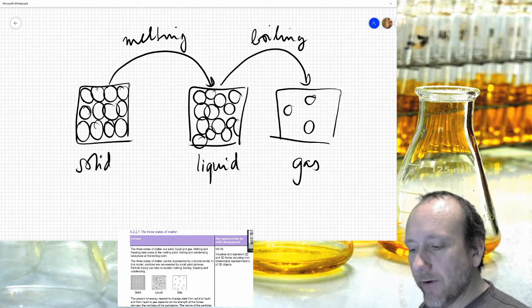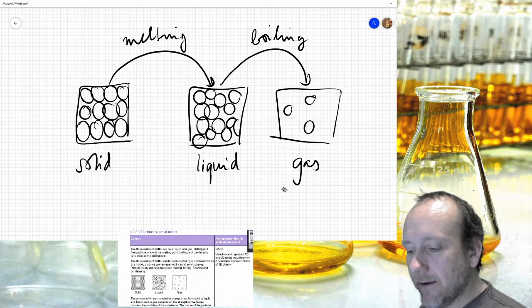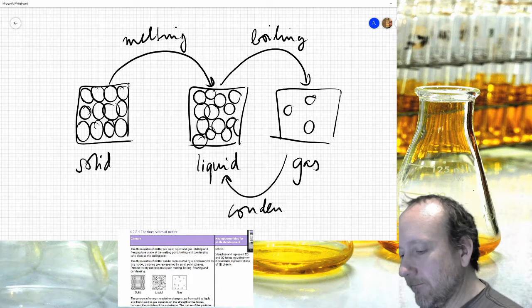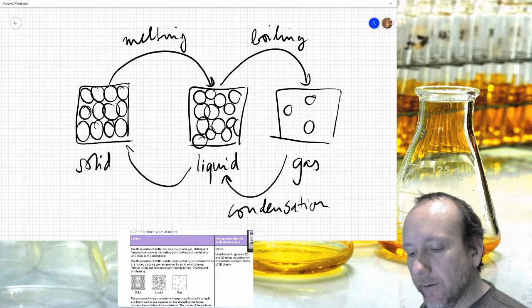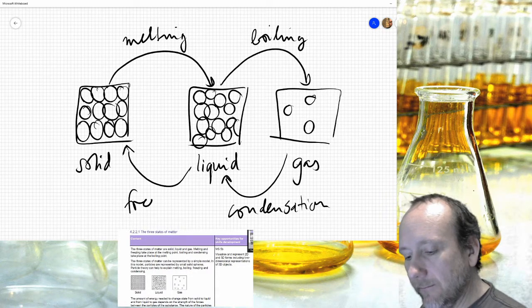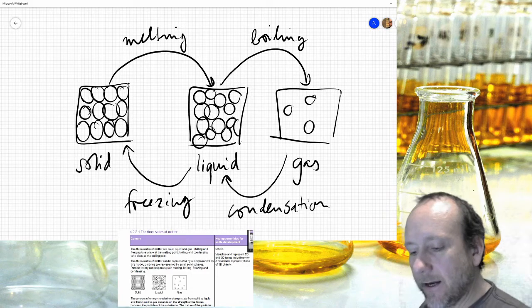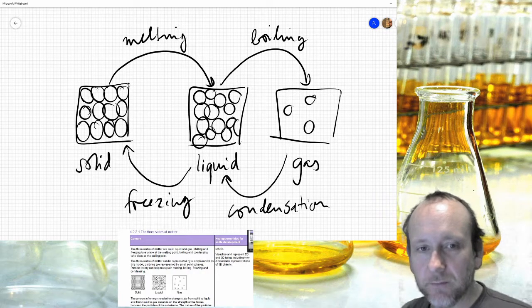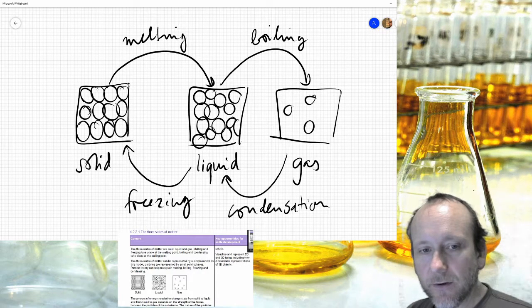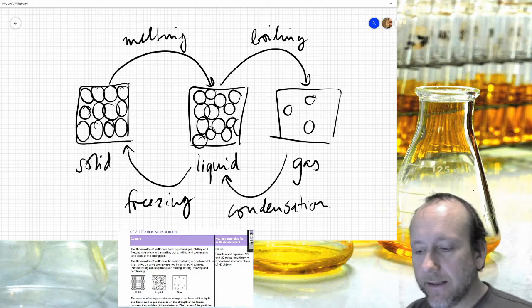And of course, the reverse is true. If you cool down a gas enough, you can make it into a liquid, and that's condensation. And then from a liquid going to a solid is called freezing. But there are three limitations to this model, and those are that in this model there are no forces.